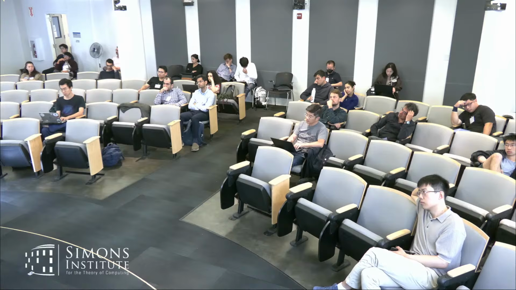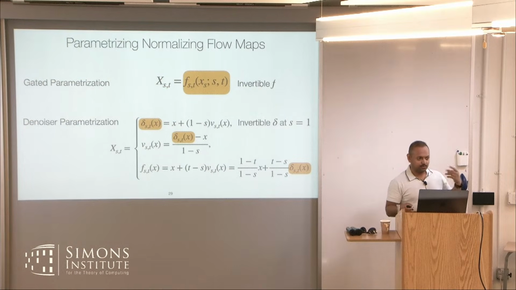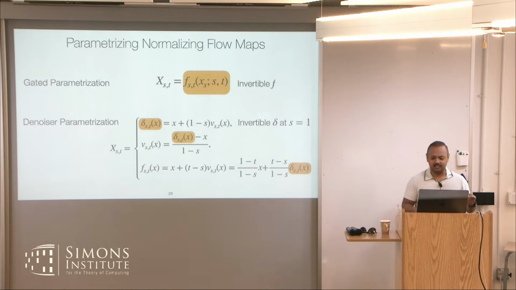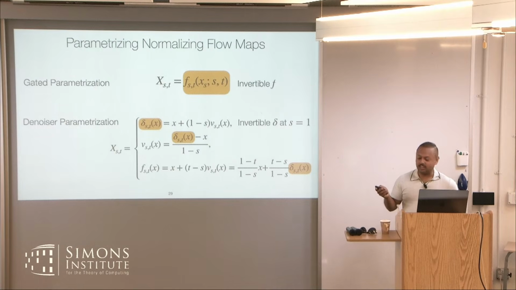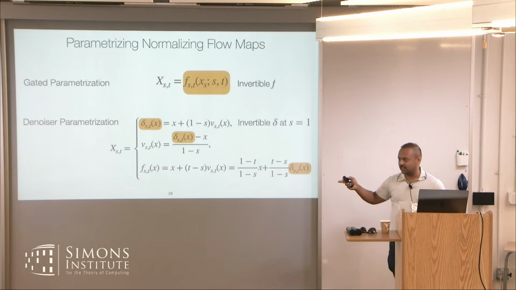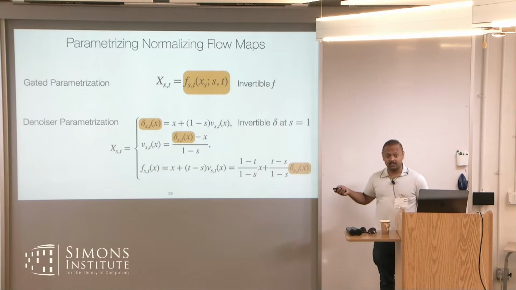I'll explain this a bit more when I get to the time level consistency, because there's a really cool thing that happens, which is that the spatial inverse will equal the time inverse. Anyway, these are two different parameterizations you can have, but there are a lot more exotic ones you can think about as well.